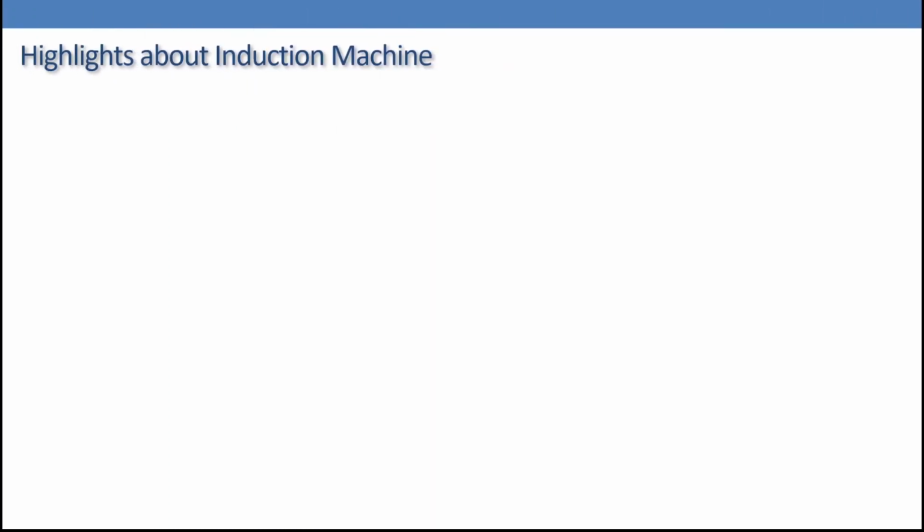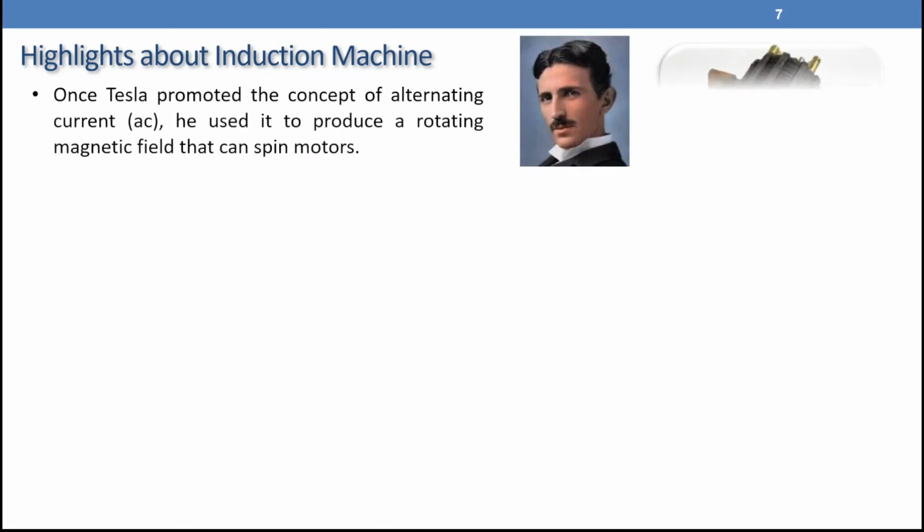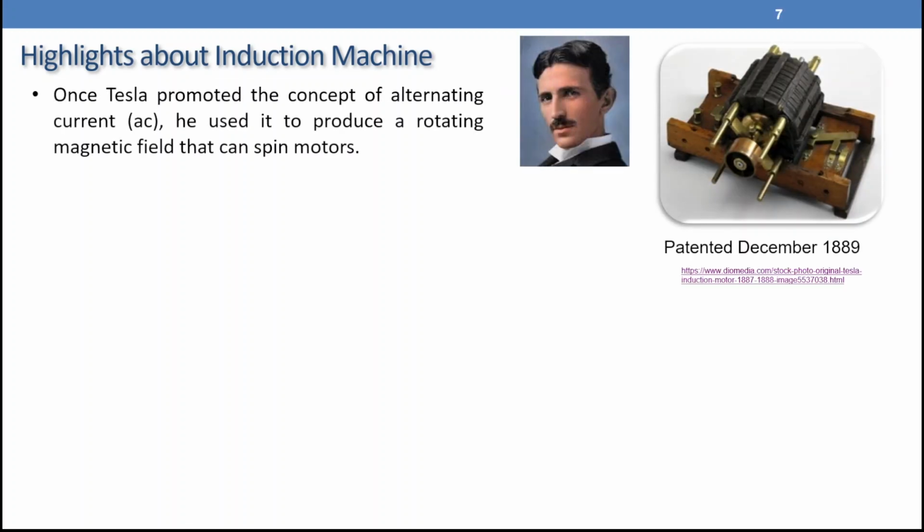Some highlights about the induction machine or asynchronous machine. Once Nikola Tesla promoted the concept of alternating current in the 19th century, I'm not going to speak here about the fight between Nikola Tesla and Thomas Edison, but once he promoted the concept, he used it to produce a rotating magnetic field, which we explained in chapter number 1.